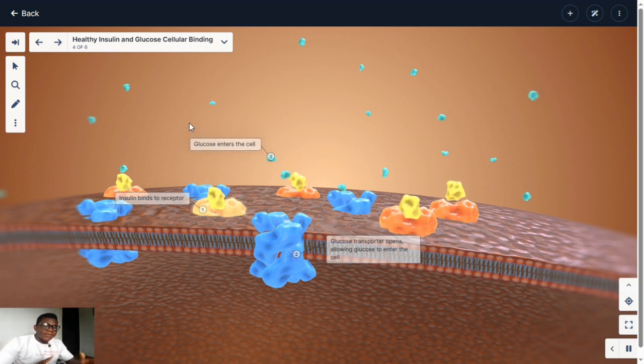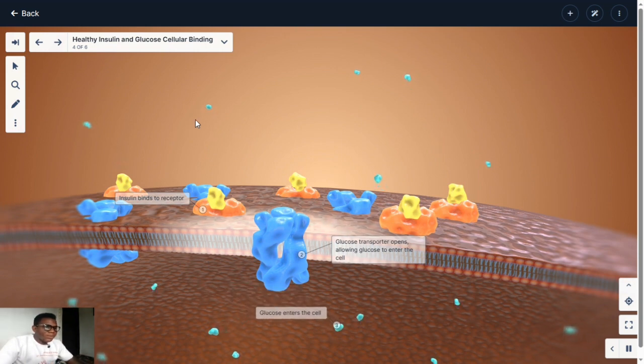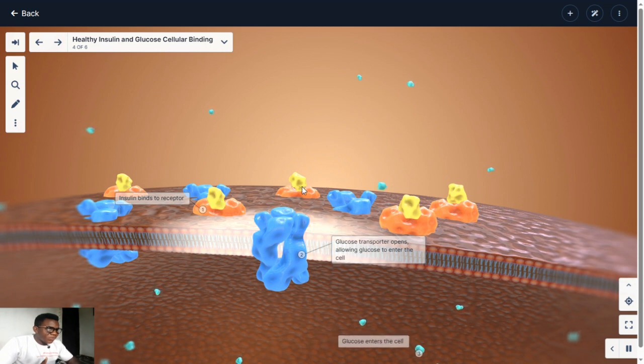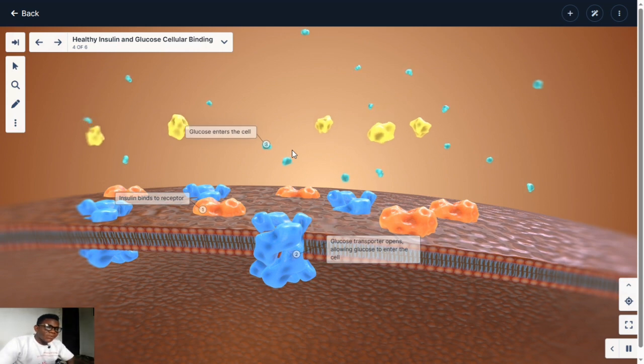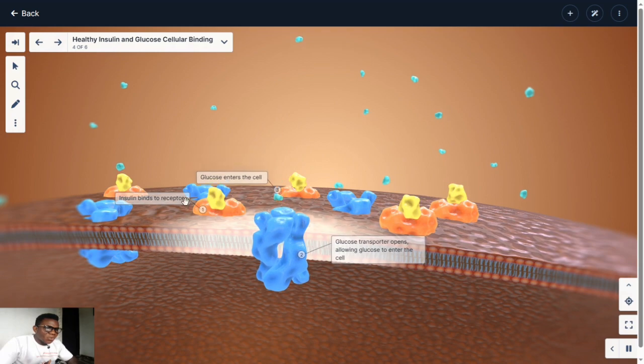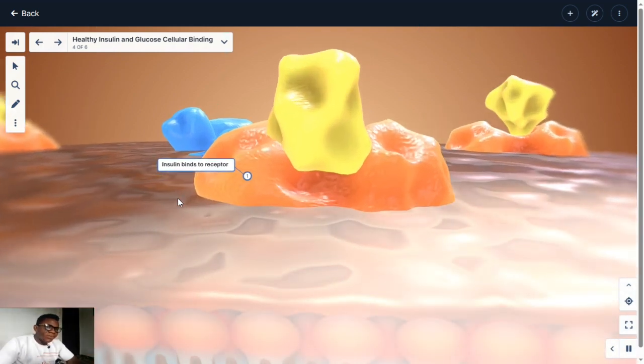This environment is giving us a clue on how glucose finds its way into a cell. The blue substances you can see floating at the top there are representing glucose. The yellow substances here are representing insulin. Now in order for glucose to enter a cell, insulin has to bind to these orange receptors. You can see the binding taking place. So they have to bind to these receptors.